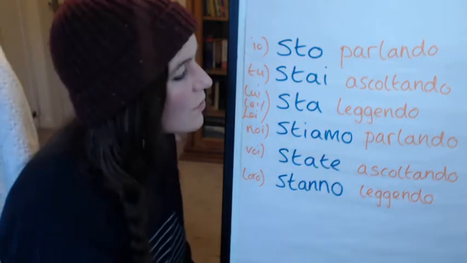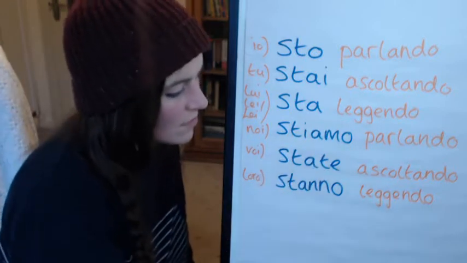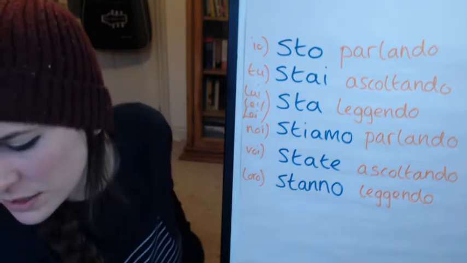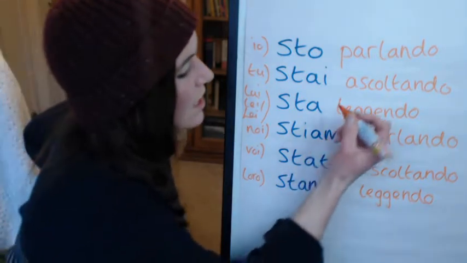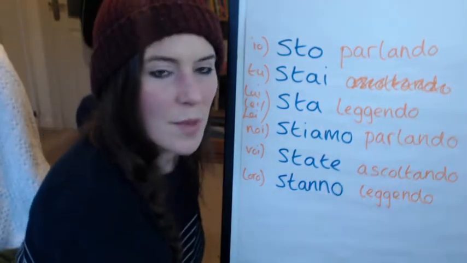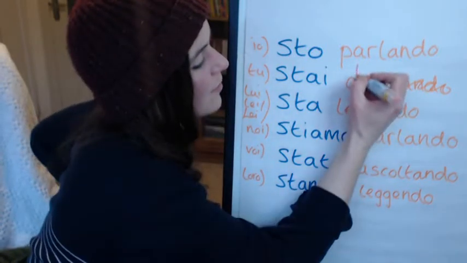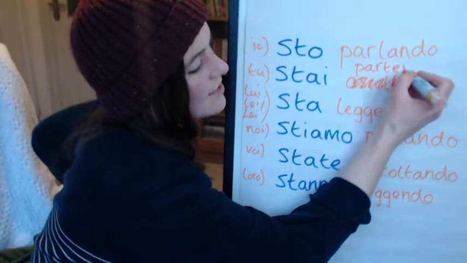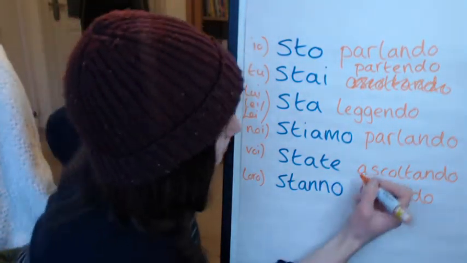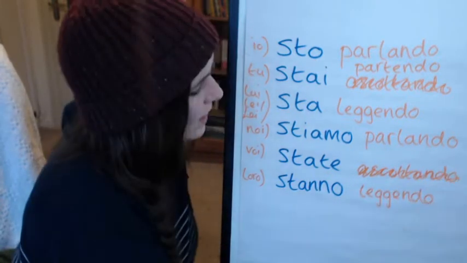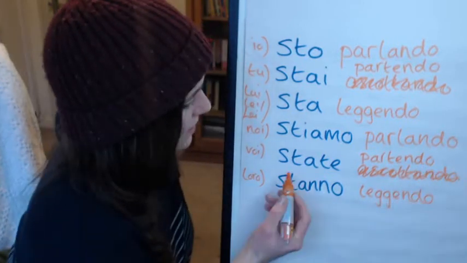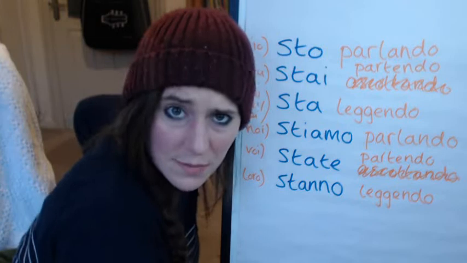Okay, so here we've got three verbs. Actually, we need an IRE verb. Aspetta un attimo. Let's change ascoltare for partire. Partire, sì. Partire, partendo. Oh, ma stai partendo? So ascoltare, we'll get rid of ascoltando and we're going to change it to partendo. State partendo. Ma perché state partendo?